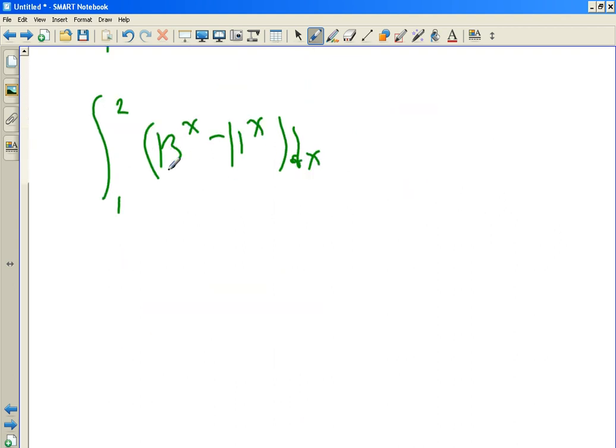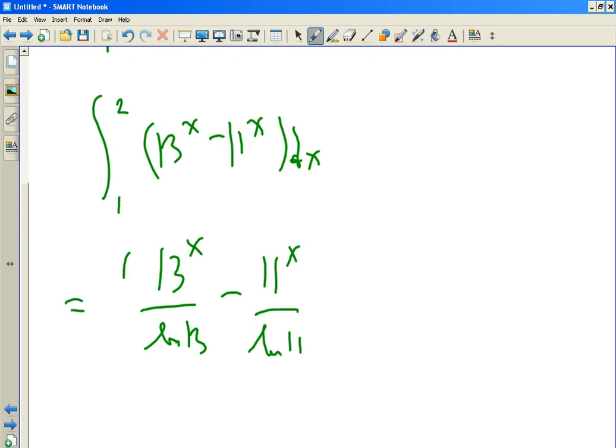What's the antiderivative of 13 to the x? It's 13 to the x divided by ln 13, minus 11 to the x over ln 11. Perfect. Okay, we're going to evaluate that from 1 to 2.